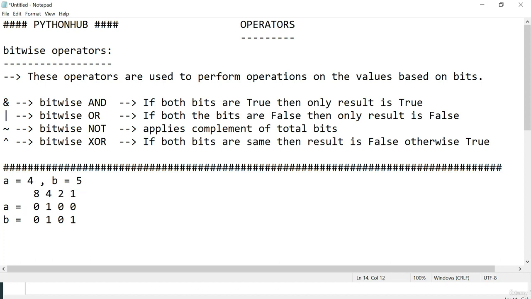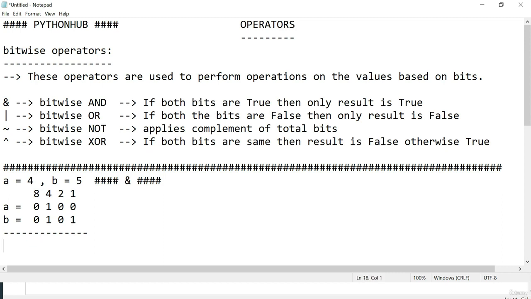Now let us apply the AND operator. If I apply the AND operator, the primary rule is that if both the bits are true, then only the result is true.